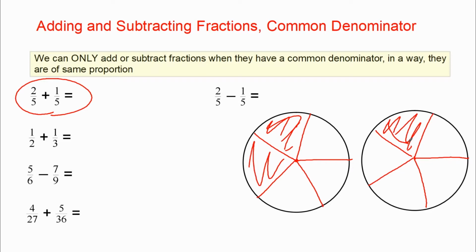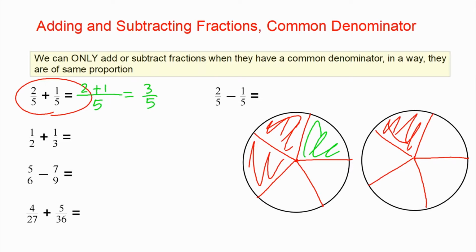So if I add these together, what I will have is basically adding one of those portions to this one on the left. So it's like I am adding one more portion. So what is left in here? If I look at this addition now, I have 3 out of 5. So that is why when we add, we keep the denominator and we add the numerators together. So that would be 2 plus 1, and that would be 3 over 5.